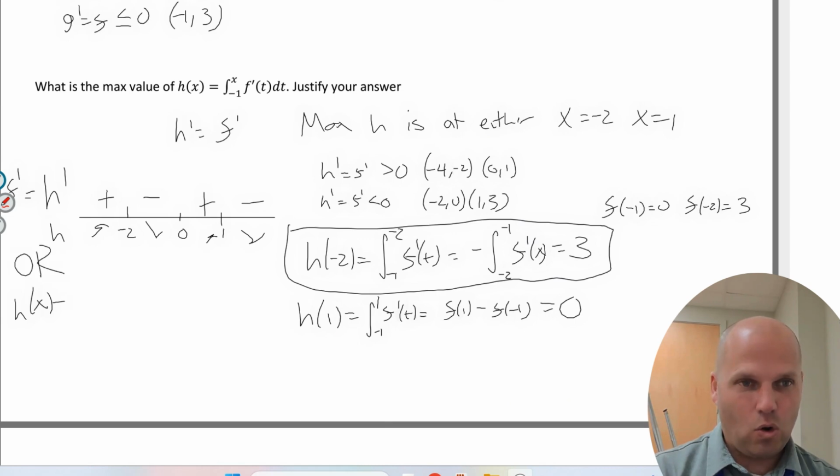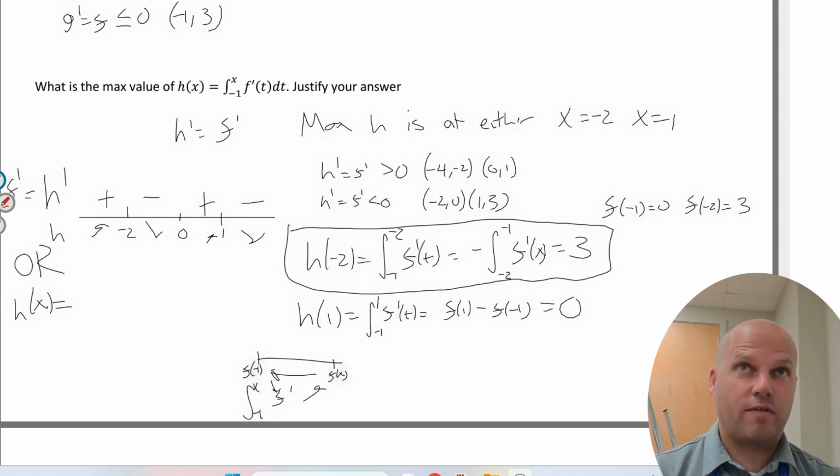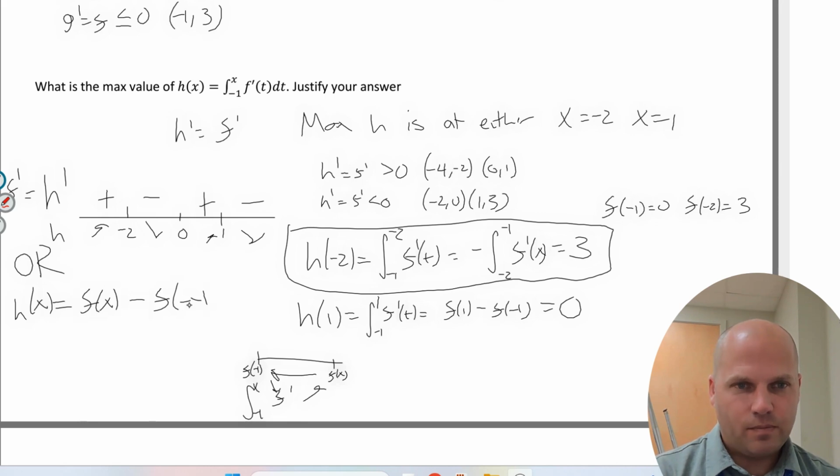How about this? h of x equals, okay, if I accumulate from -1 to x of f prime, I can look at f at -1 to f of x. Subtract these two values. This is the idea of the fundamental theorem of calculus, that everything's a derivative of something else. If you want to accumulate something, you look at its antiderivative. If you want to accumulate f prime, you look at f. You want to accumulate f, you look at big F. So this is f of x minus f of -1.